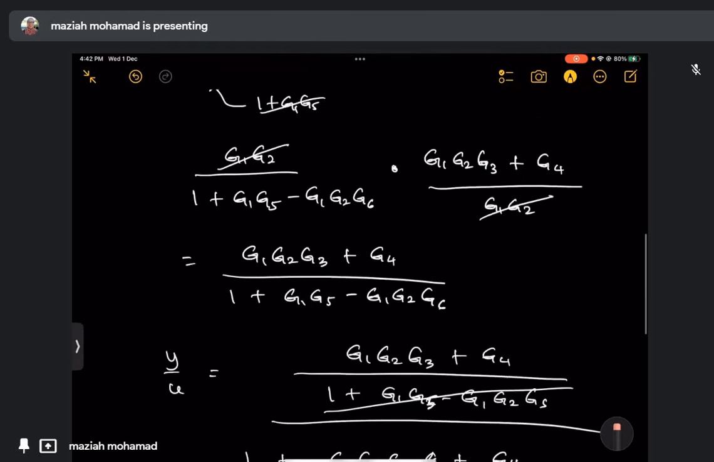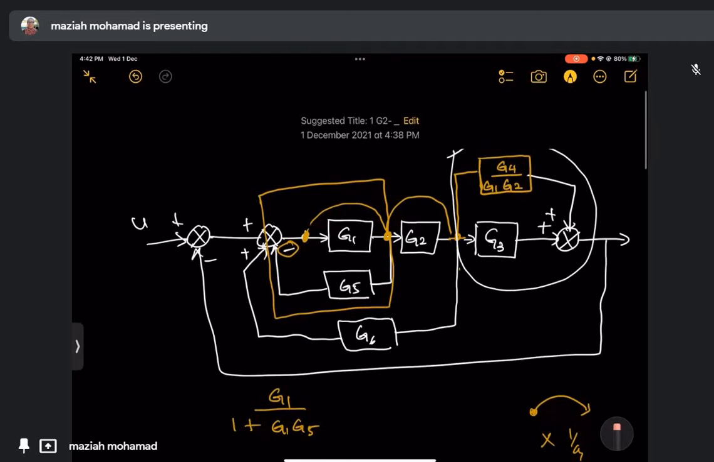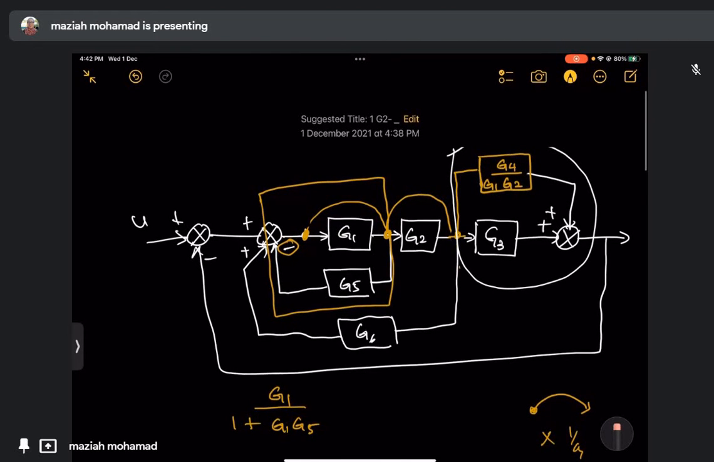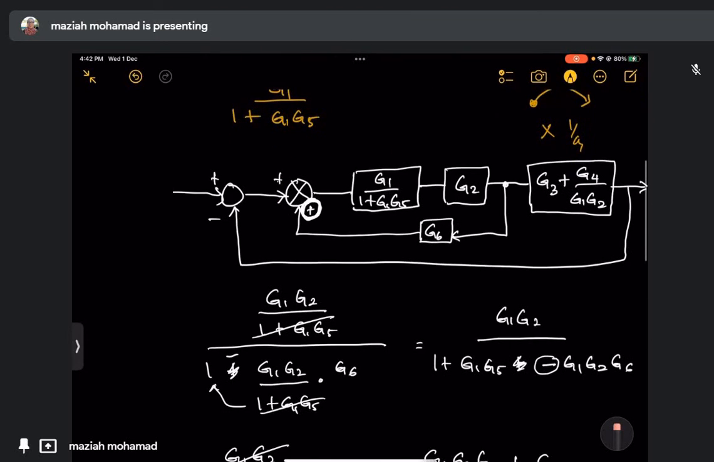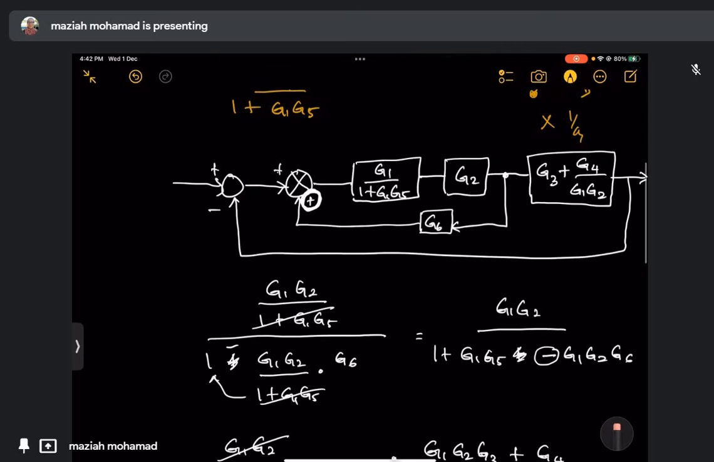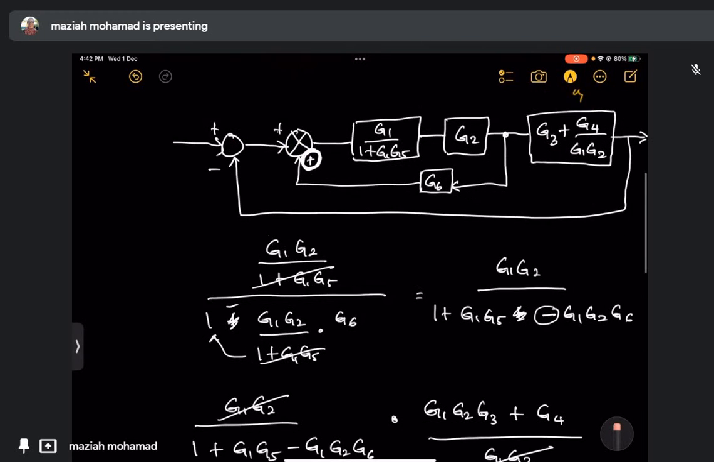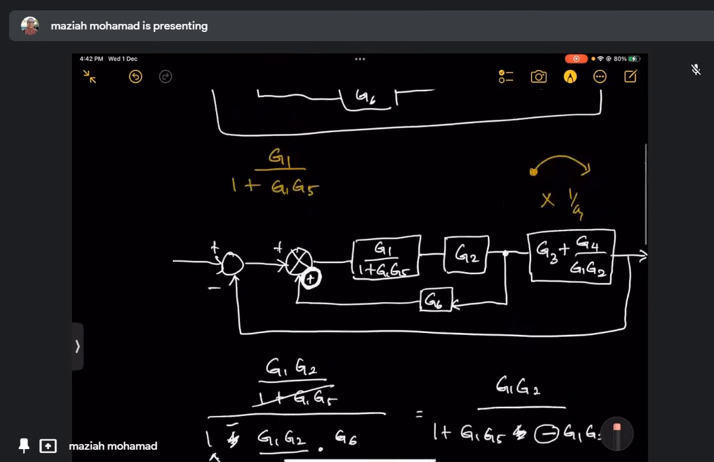As long as you remember all the rules, moving a pick off point toward the input you need to multiply with what, move it toward the output, summation point toward the input and toward the output. If you remember the table that I gave, it should be okay. And then another one for the feed forward here.